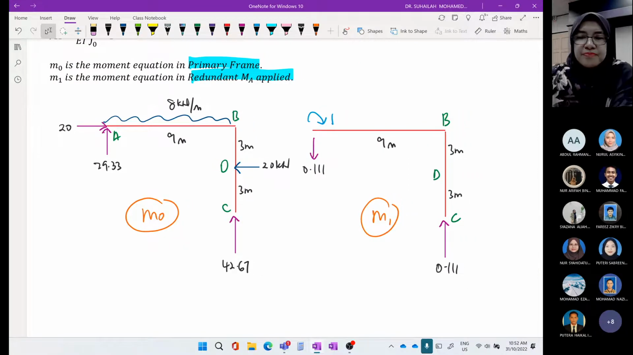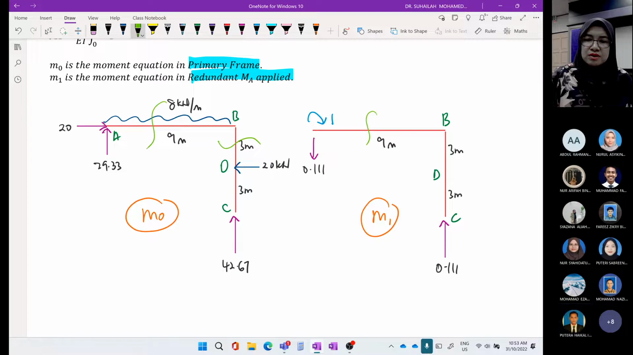Okay, now we have done calculating reaction in both primary frame and redundant frame. Next we will write the moment equation. How many cutting sections? It must be 3 cutting sections. Because of the point load, 3 cutting sections. Same goes to redundant, 3 cutting sections.